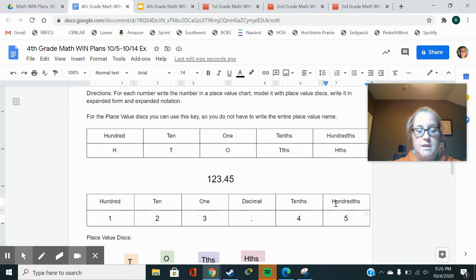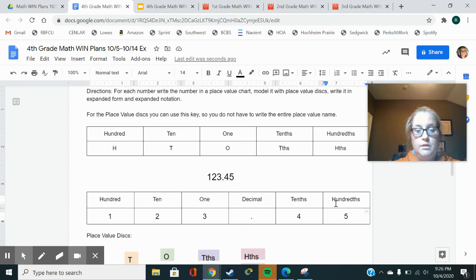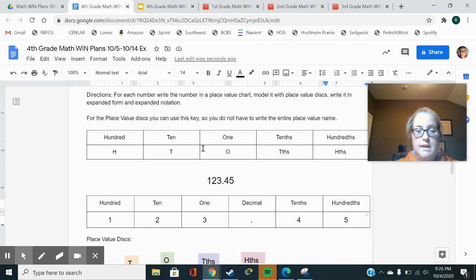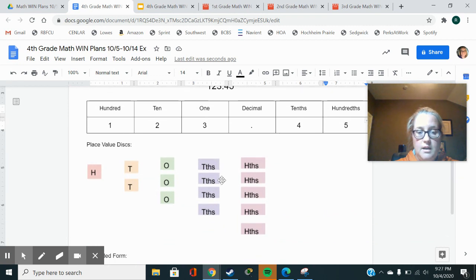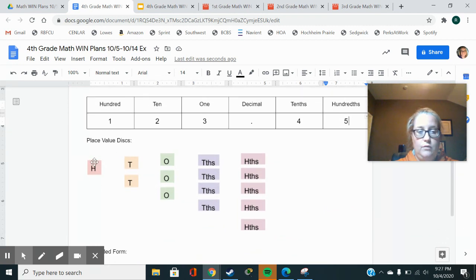Now remember, they can be a square, they can be a circle, but those are the only 2 shapes that you're going to pick. And then you're going to use this key to label them. So for time, I have already done mine. And here's what it will look like. So I have 100, and remember I just put the H for the 100. I have 2 tens, I just put the T for the tens. I have 3 ones, I put the O for my ones.